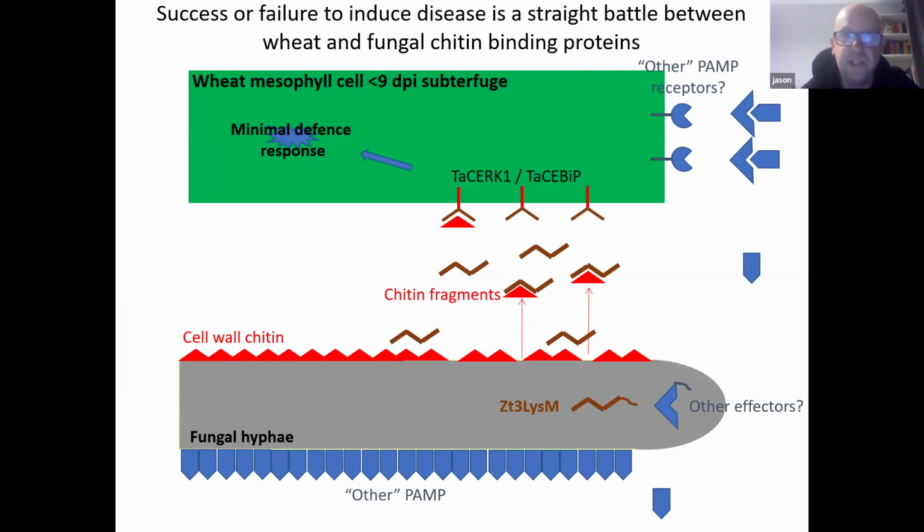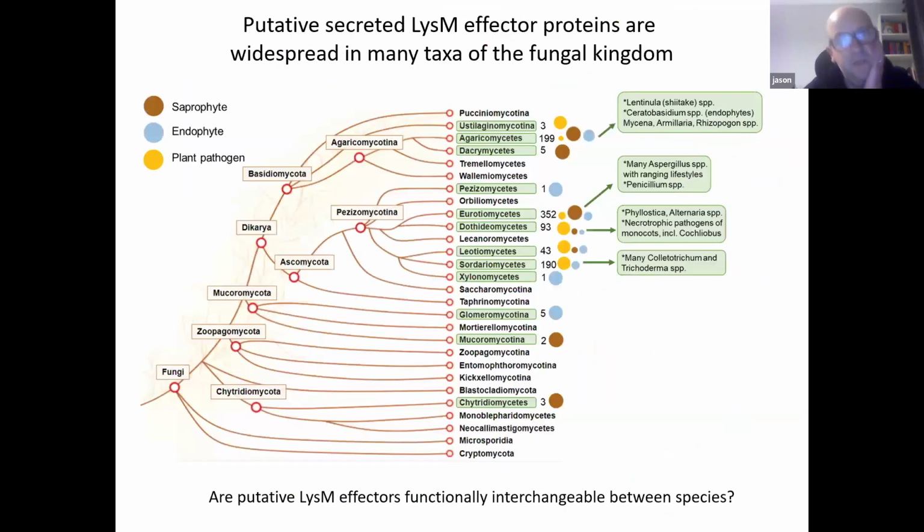And what this also told us is that the success or failure to induce disease is pretty much a straight battle between wheat and fungal chitin binding proteins in this system, which again is something that is potentially tractable in terms of disease control. What we've since gone on to do is ask a little bit more fundamental questions in terms of lysem effector proteins.